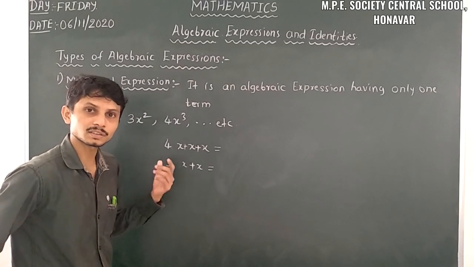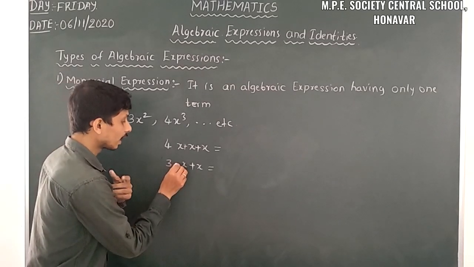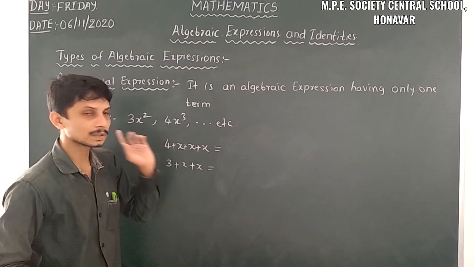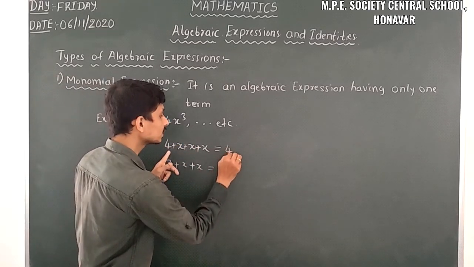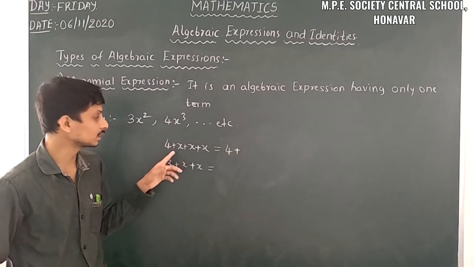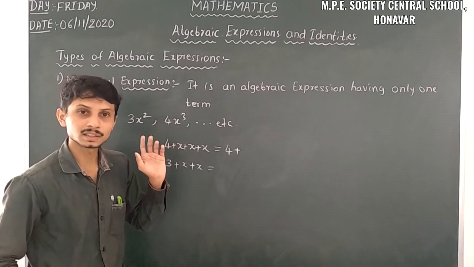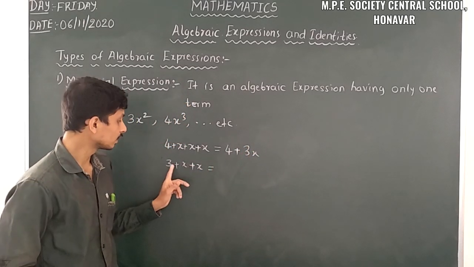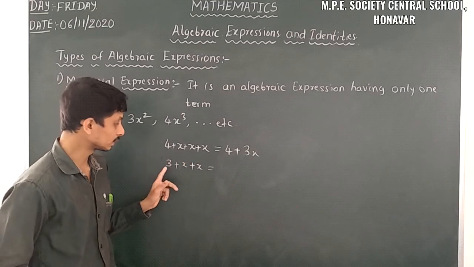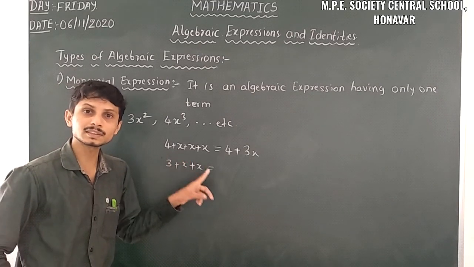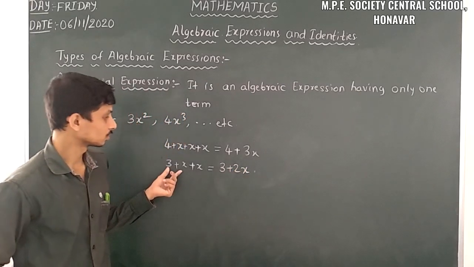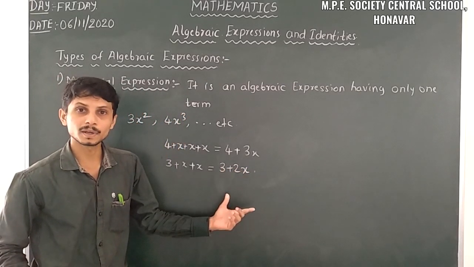So here I will just change multiplication into addition. What happens here? 4 plus x plus x plus x. Here 4 remains like this only. There is no multiplication here. x plus x plus x is 3x. It comes to the binomial expression. And here 3 plus x plus x is 3 plus 2x. So here it comes to the binomial expression.